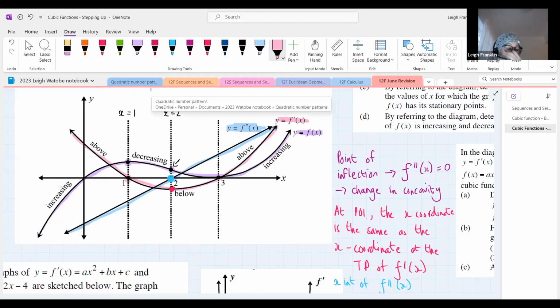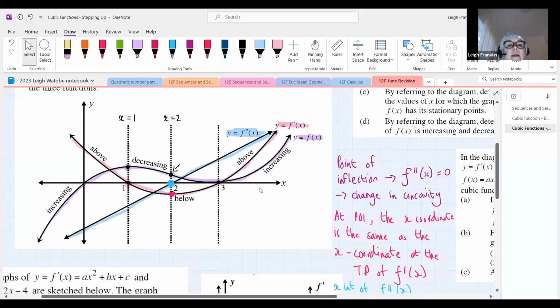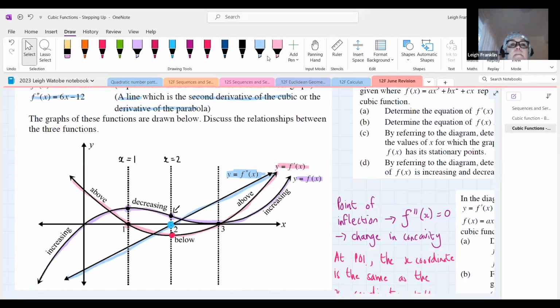And we'll see the same thing happening with our minimum. Our minimum is here, where x is equal to 3. And you can see that that is the other x-intercept of our parabola. So the turning points are the same as the x-intercepts on the parabola. Is everybody happy with that?